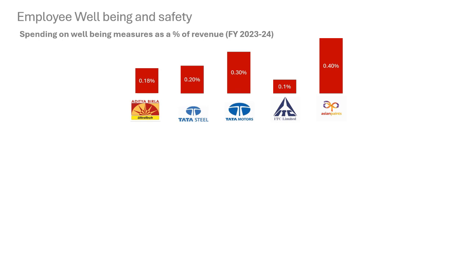The inclusions in the spending figure may vary across the companies as it is open to interpretation. Typically, the number remains less than 1% in most cases. We can see here Asian Paints, among others, has got the highest spending on well-being measures as a percentage of revenue.